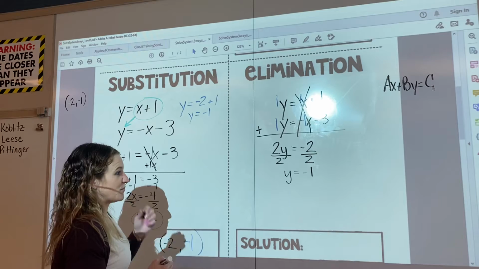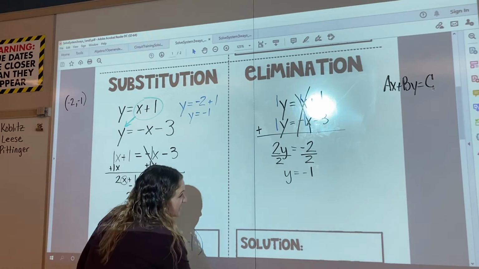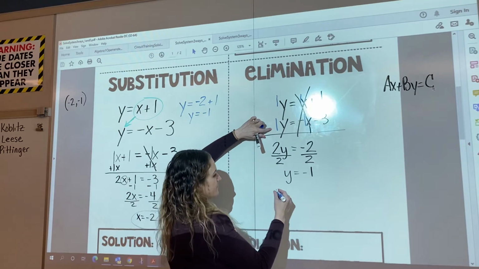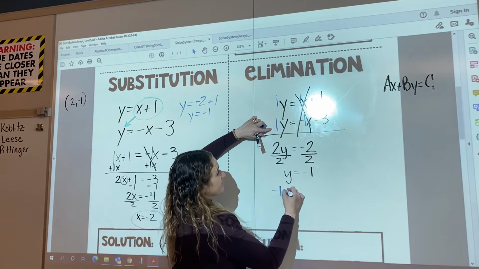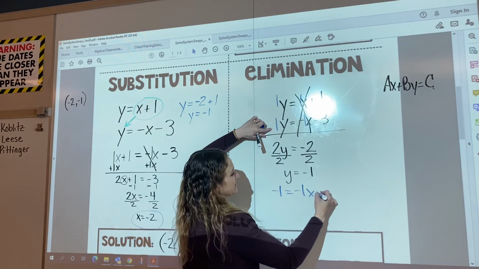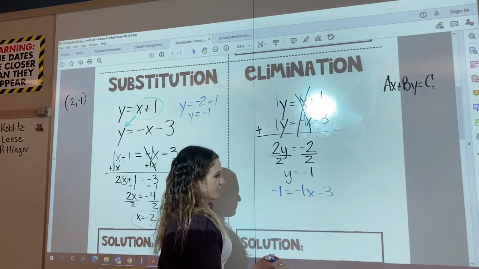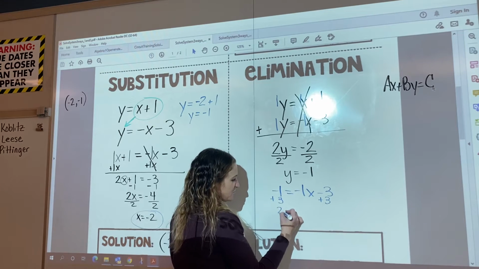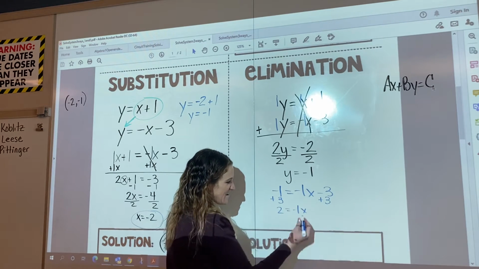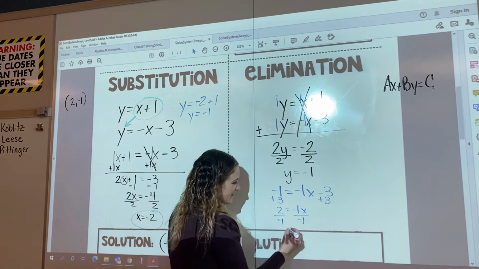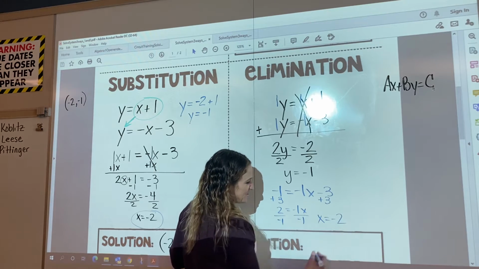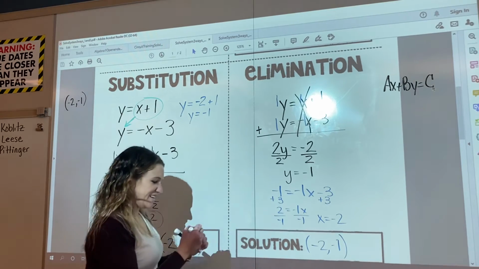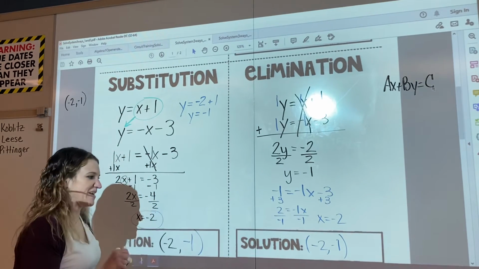Now that I have that information, I can plug that back into one of the two original equations. I'm just going to go with this bottom one here. So I have -1 equals -1x minus 3. Next, I'm going to add 3 to both sides, giving me 2 equals -1x. When I divide by -1, x is going to equal -2, giving me my final answer of -2, -1. Not too bad. We solved it 3 different ways.